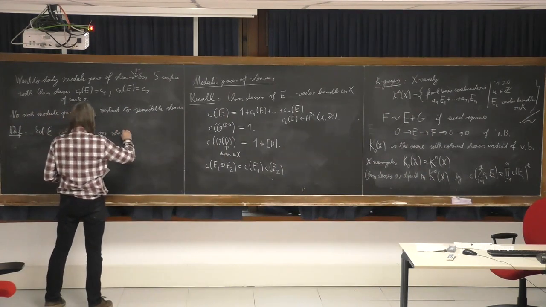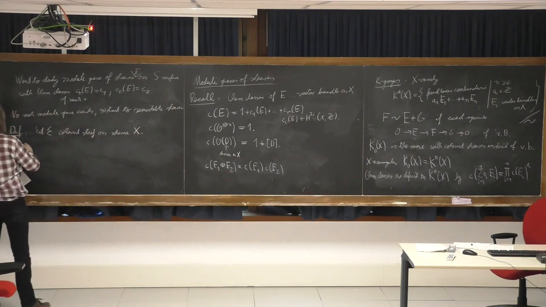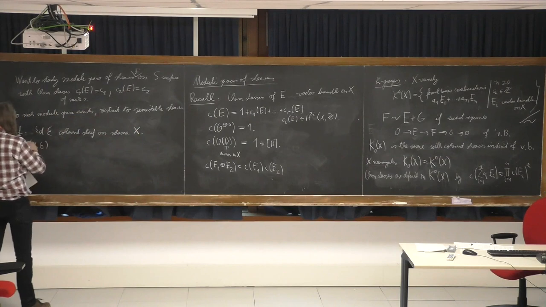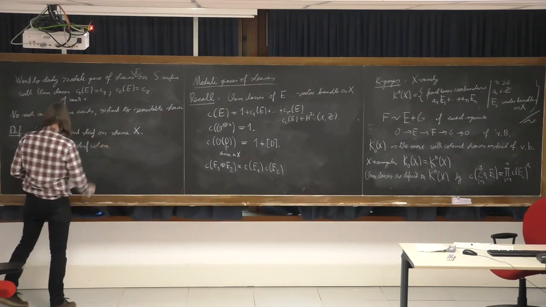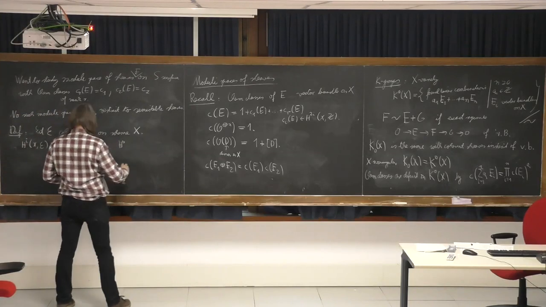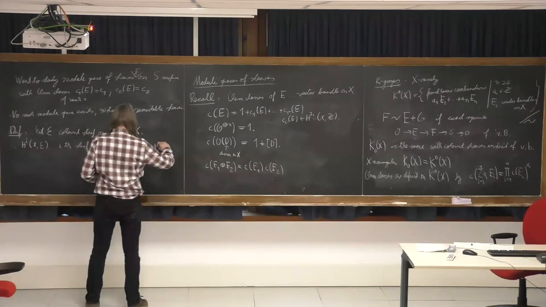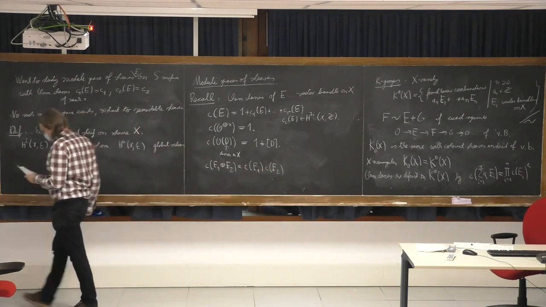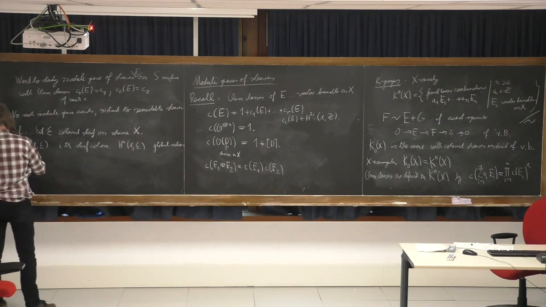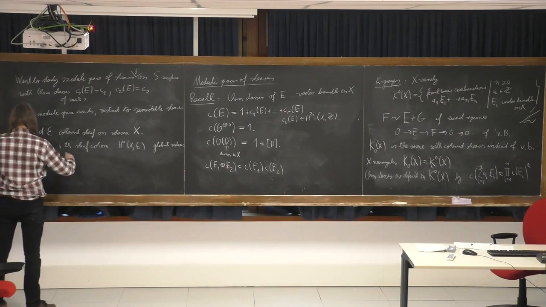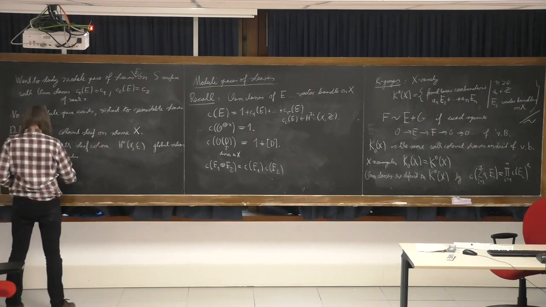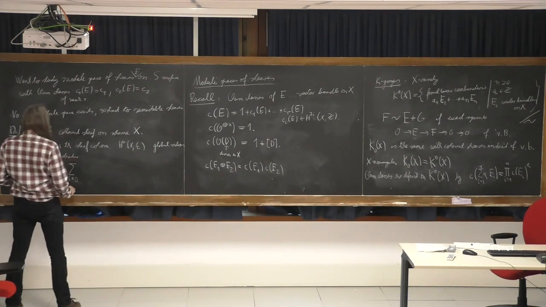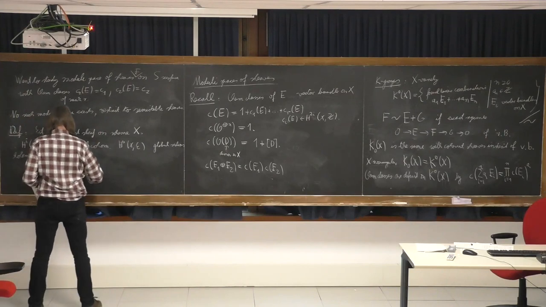On the scheme X, we have the sheaf cohomology H^i(X, E), because H^0 is the global sections. Then the holomorphic Euler characteristic is the alternating sum, like we did for the Euler number, of the dimensions of the cohomologies, the sum of (-1)^i times the dimension of H^i.